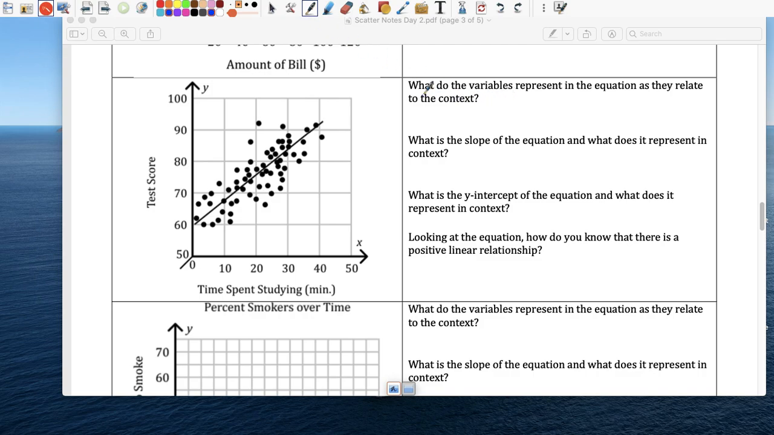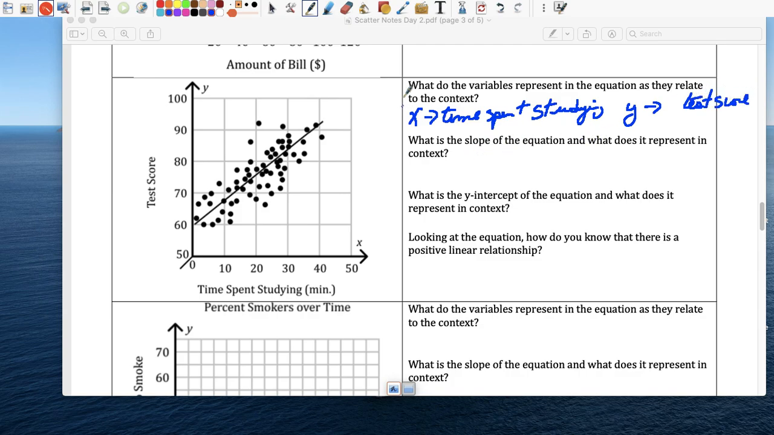So let's do the first one. What are the variables representing in the equation? Okay, so we're talking about the time you spend studying and your test score. As you can tell, they both increase, right? The more you study, the higher your test score. So that's what you can write here. What do the variables represent? X is the time spent studying, and Y is your test score. That's what the variables represent.